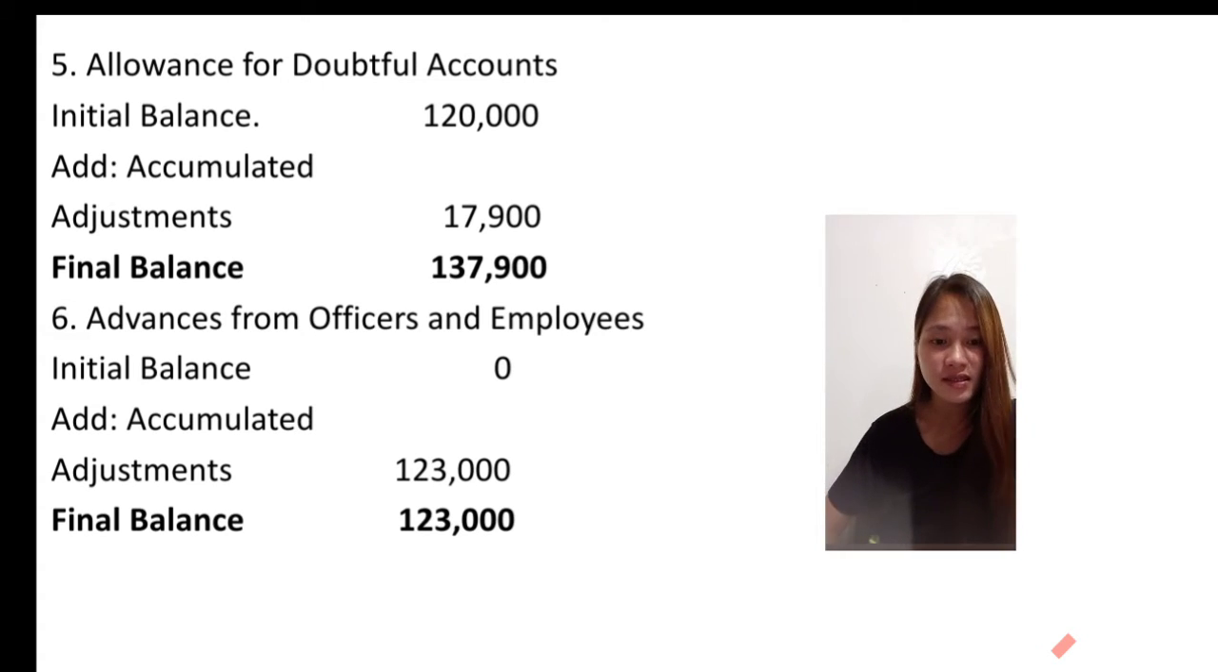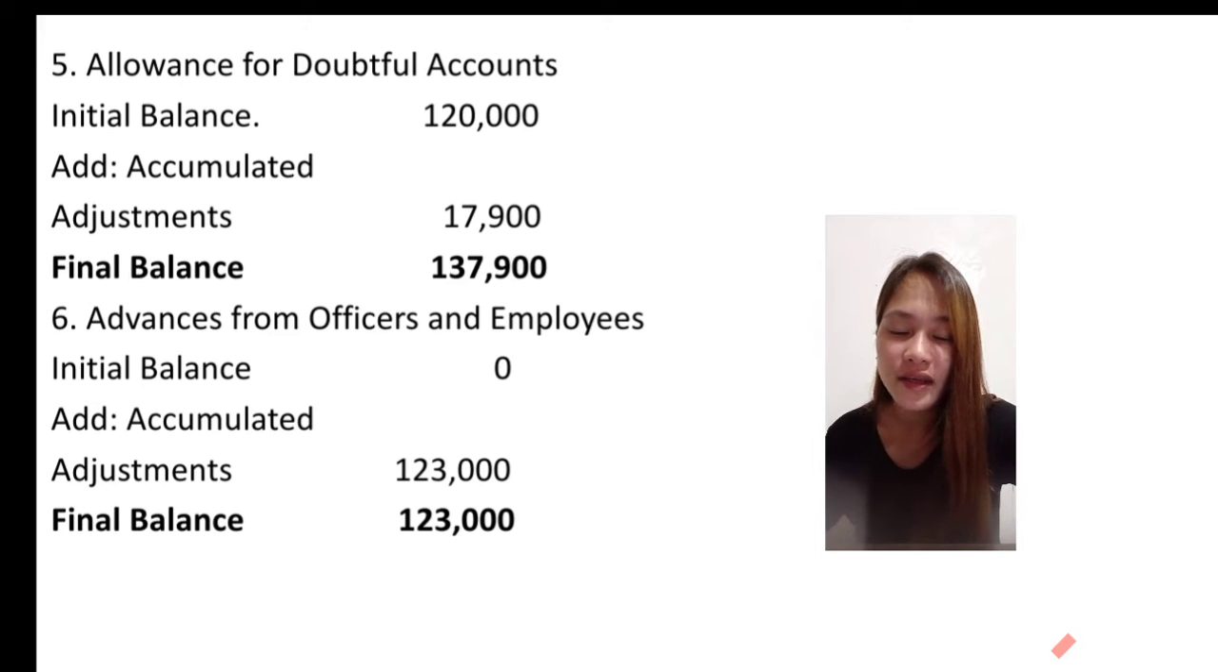Number 6, advances from officers and employees. So the initial balance is 0, added by the accumulated adjustment 123,000 pesos. So that is our final balance.